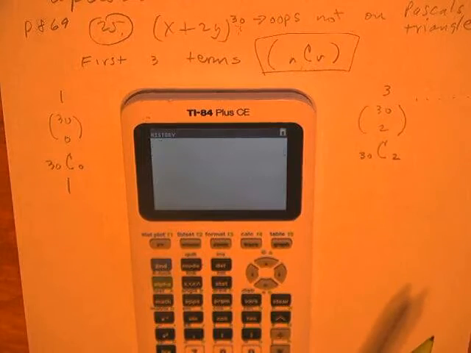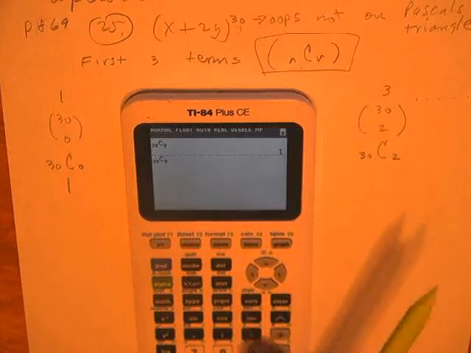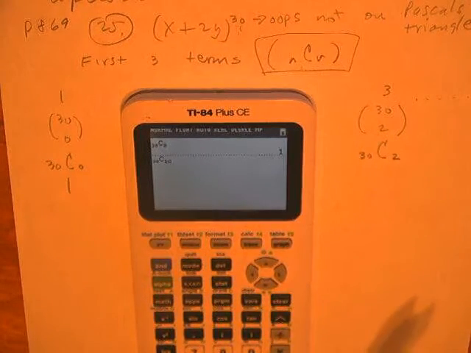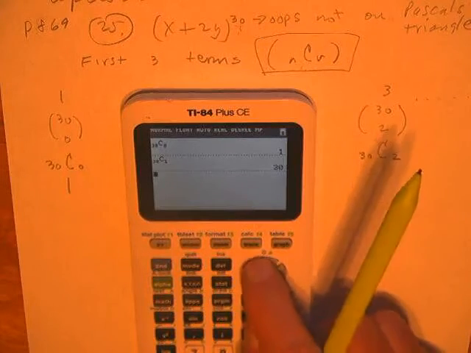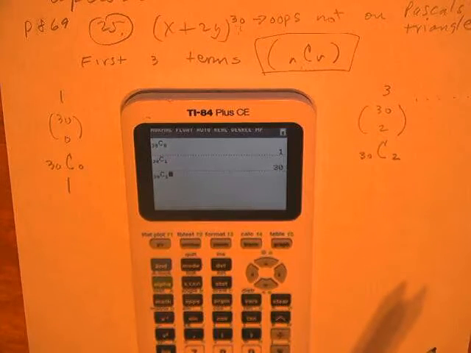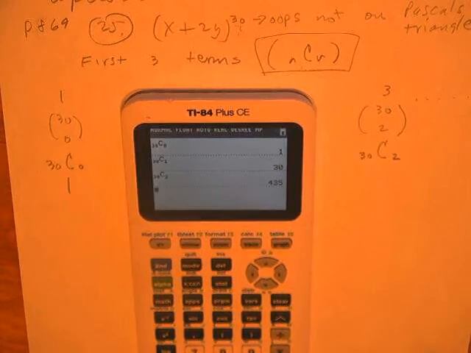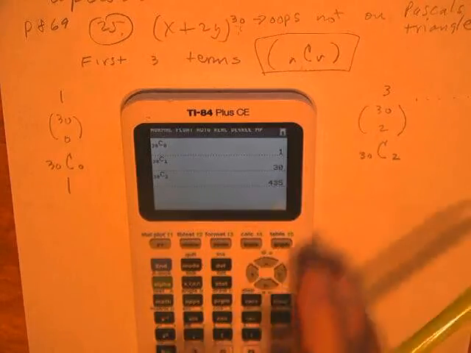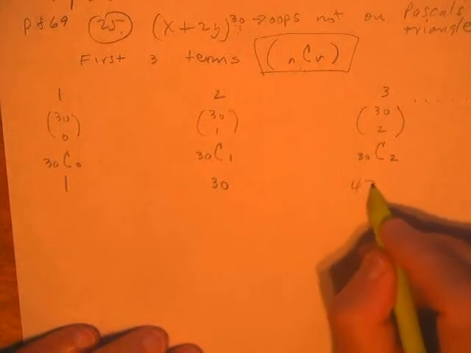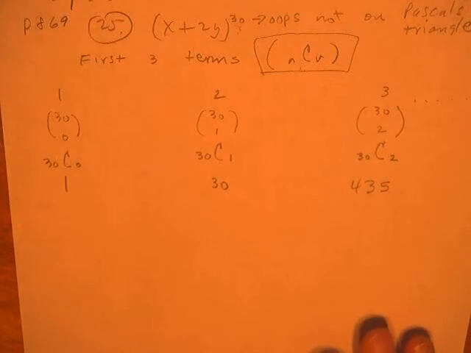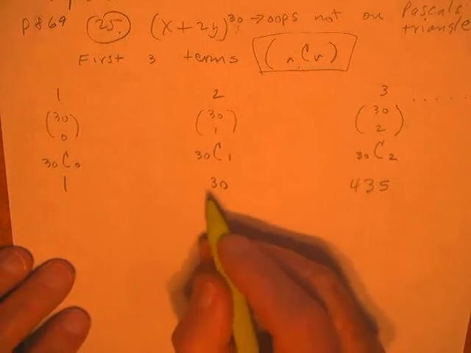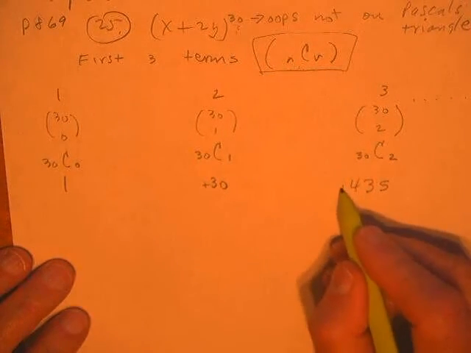Let's go up and copy it. 30 things taken 1 at a time. This is going to be 30. That's not too bad. Let's go up and copy it again. 30 things taken 2 at a time. 435. That means if I had 30 kids in a class and I wanted to know how many different groups of 2 I could make, the answer is 435. So there's the Pascal numbers for the first 3 terms.